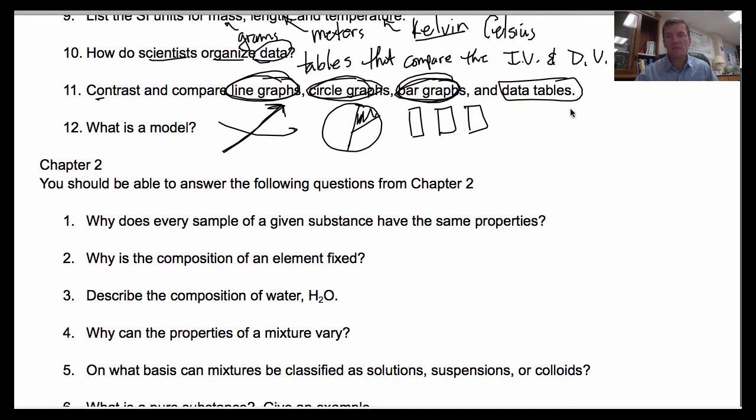Data tables, you would have your headings up here, showing your independent variable, your dependent variable, and you'd have a list of numbers there. Often it may not be listed in increasing order, but sometimes it's helpful to do so because then you can see if there is a relationship or not.